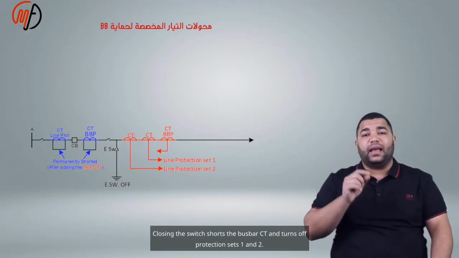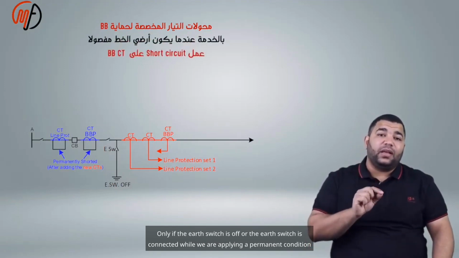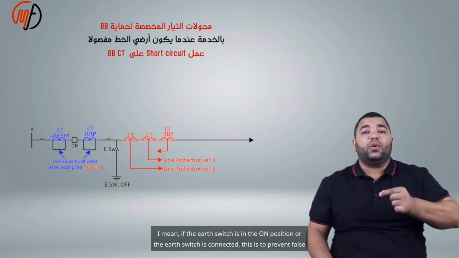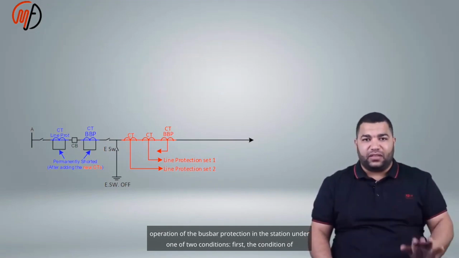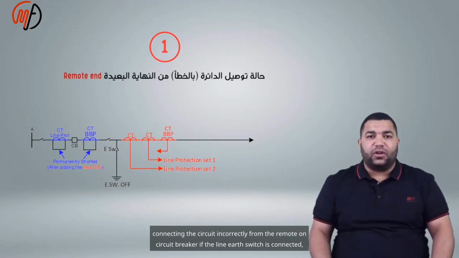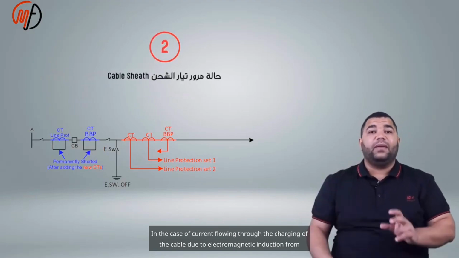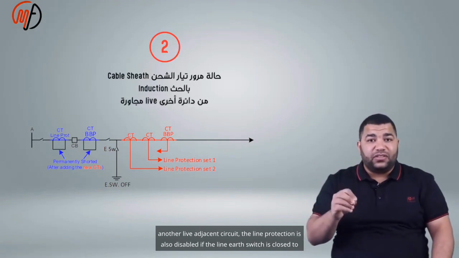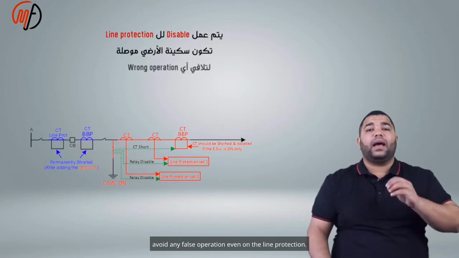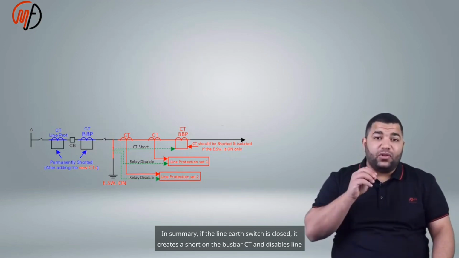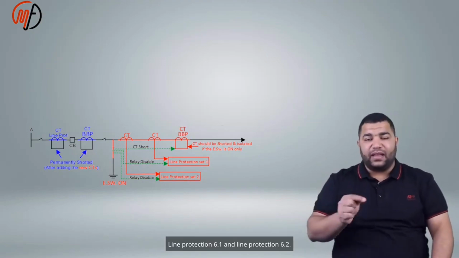Closing the switch shorts the bus bar CT and turns off protection sets 1 and 2. I mean, if the earth switch is in the ON position or connected, this is to prevent false operation of the bus bar protection in the station under one of 2 conditions. First, connecting the circuit incorrectly from the remote circuit breaker while the line earth switch is connected, which is called the switch into fault condition. Second, current flowing through the charging of the cable due to electromagnetic induction from another live adjacent circuit. The line protection is also disabled if the line earth switch is closed to avoid any false operation. In summary, if the line earth switch is closed, it creates a short on the bus bar CT and disables line protection set 1 and line protection set 2, line protection 6.1 and line protection 6.2.